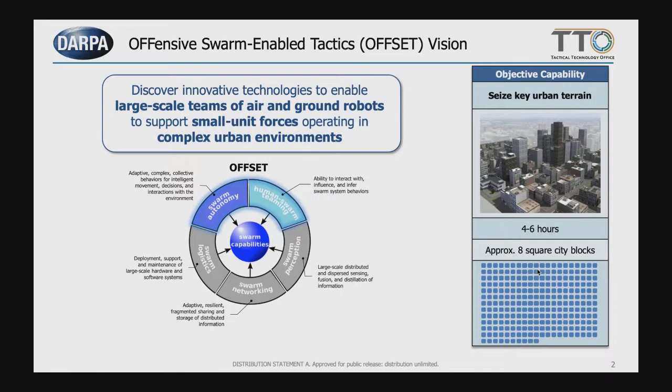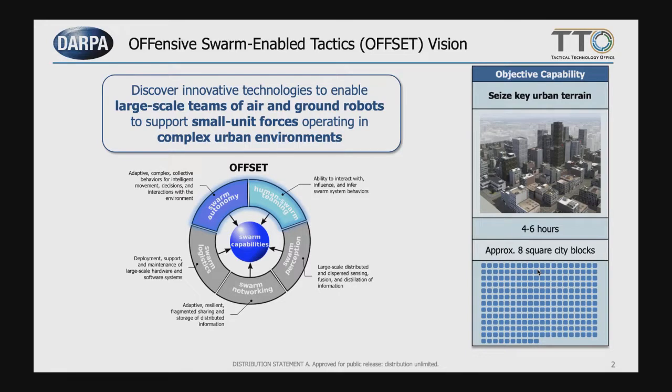OFFSET is carving out two key enabling technology areas. Swarm autonomy: how do we get teams of robots to work among and within themselves as a group? And then the second pillar is human swarm teaming: how do human swarm commanders or operators interact and partner, truly team with these swarms of robots?